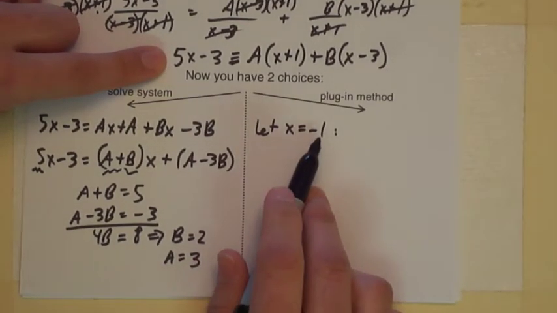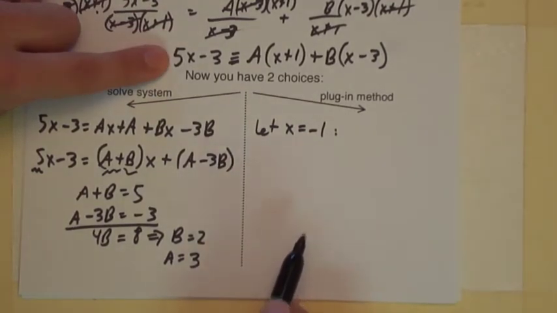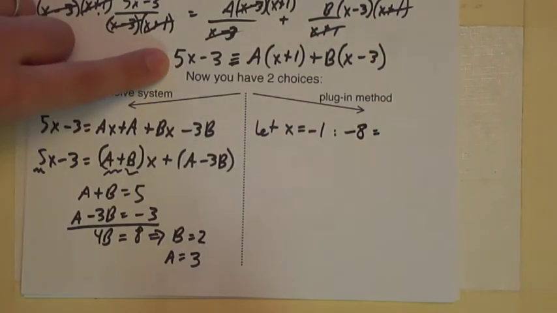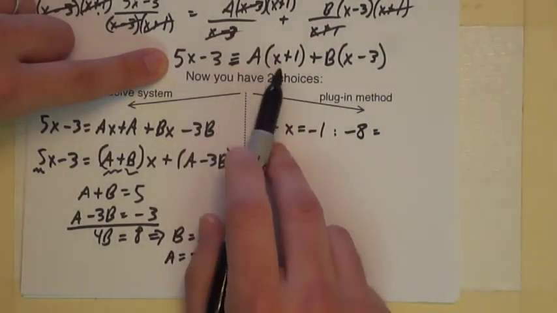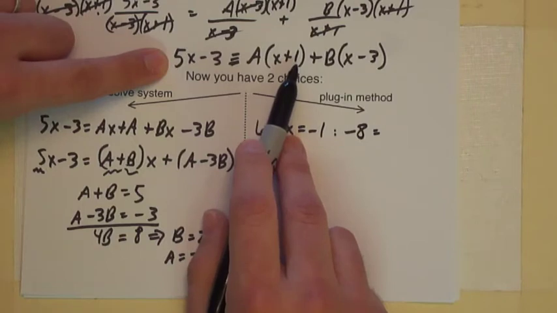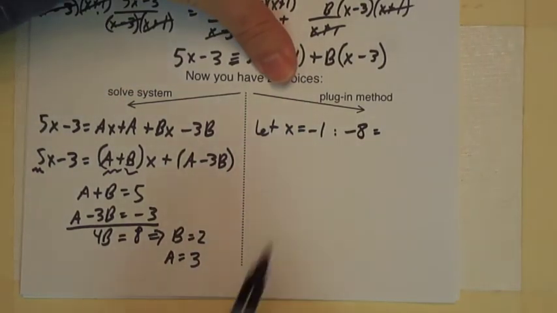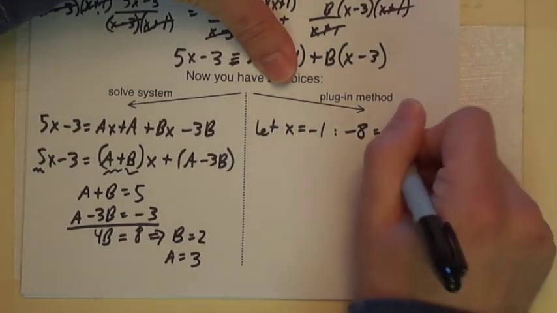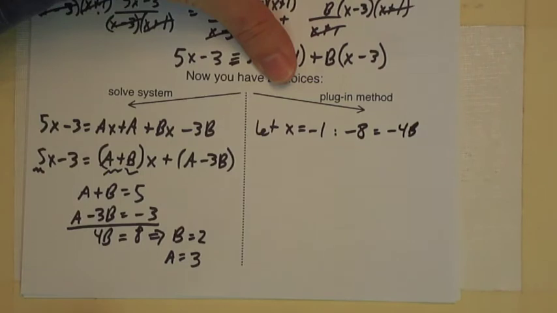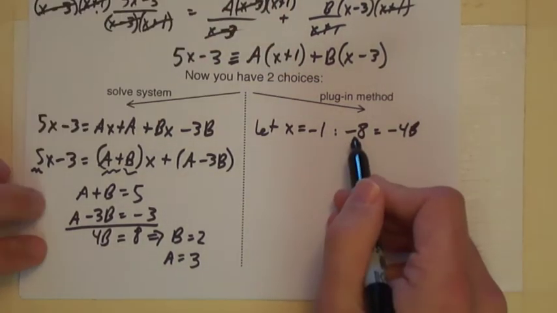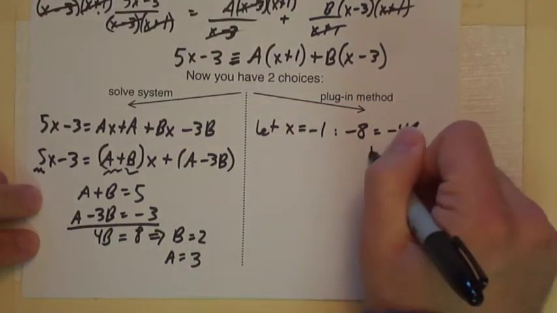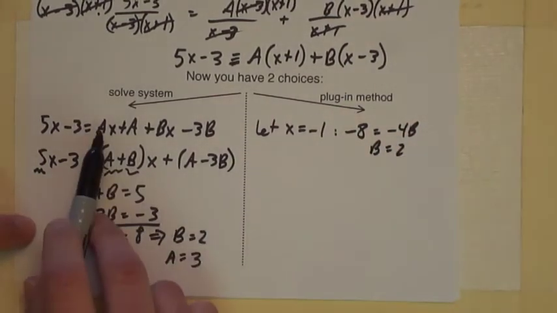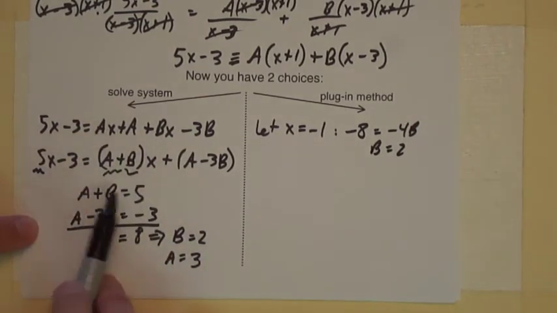Well, if you plug in x equals negative 1 into this, what does it say? It says 5 times negative 1 minus 3, that's negative 8, equals a times negative 1 plus 1, that's 0. So this term drops out. And you get b times negative 1 minus 3 is negative 4. So you get b times negative 4, or negative 4b. So you just get negative 8 equals negative 4b. So b equals 2. And look how quick it was to get b equals 2. We didn't have to distribute the a and the b, collect the like terms, or solve a system.